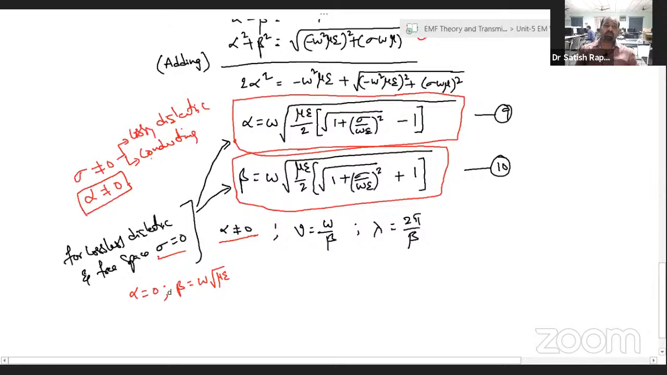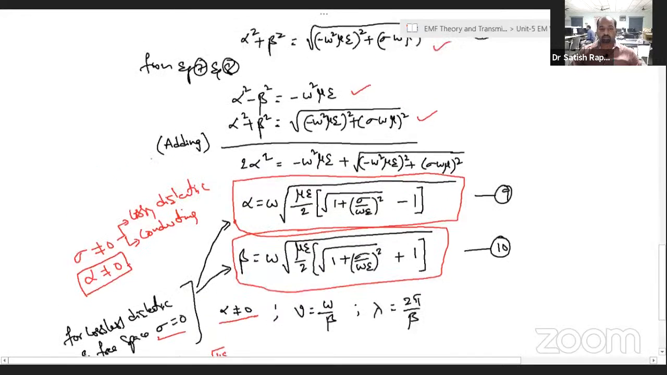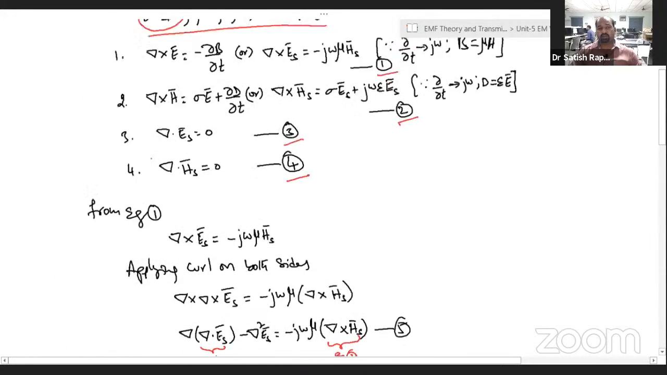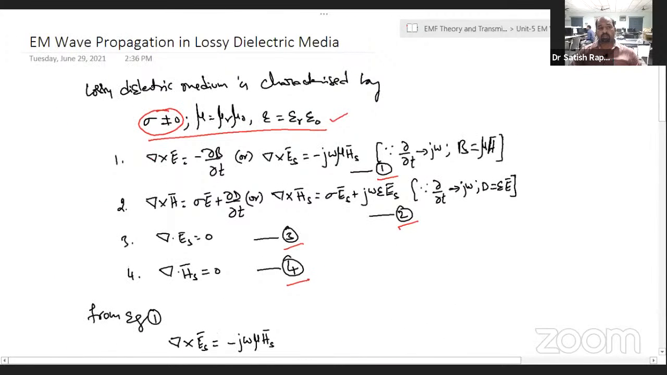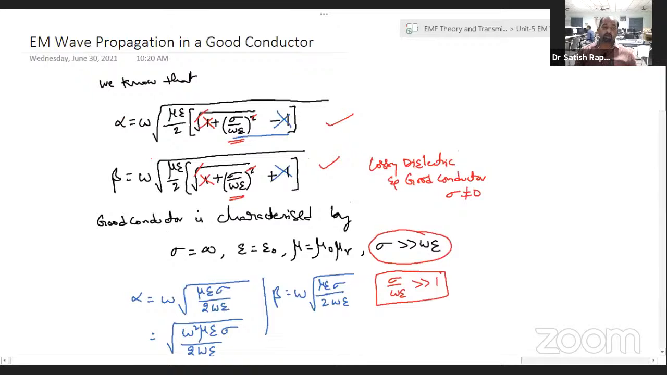So alpha not equal to 0 in the sense what? Attenuation exists. The wave's amplitude will get attenuated as it propagates in the media. That means loss, loss in amplitude. So this is how we can define wave propagation in lossy dielectric media. And coming to the next topic.